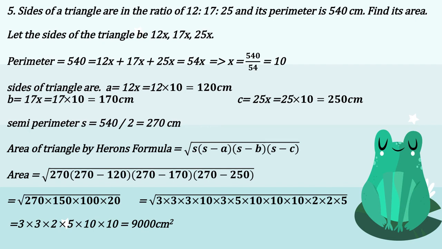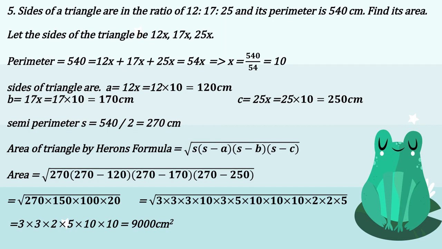Now how will I find out this x value? By the perimeter, because I am given the perimeter of the triangle. And what is the perimeter? Perimeter is equal to the sum of all sides of the triangle. The first side is 12x, the second side 17x and the third side 25x. Now I will add all these sides and I will get 54x. So 54x is the perimeter and I am already given that the perimeter is 540.